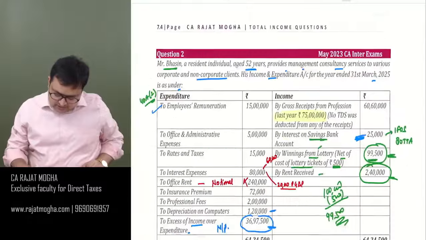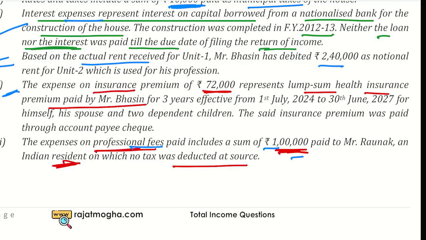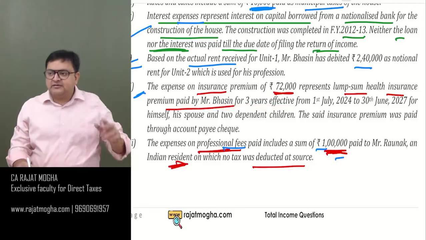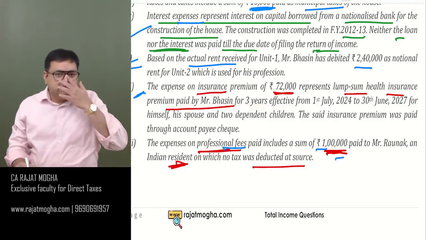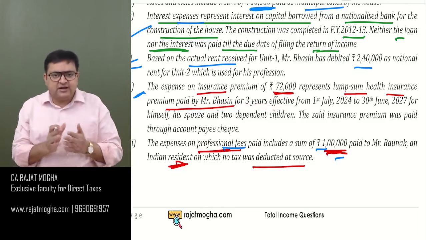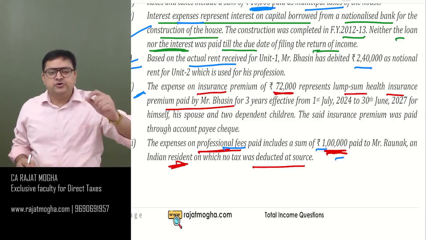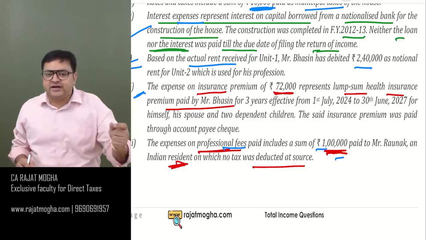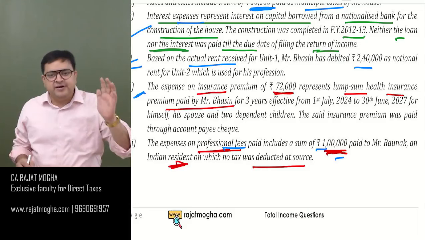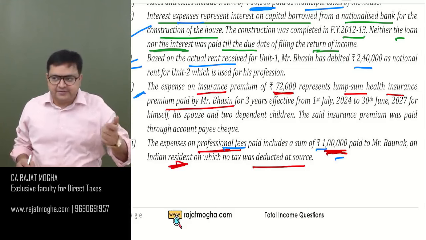Now, regarding health insurance premium, I think we have discussed it earlier also. Again, I'm discussing it with you. The expenses on insurance premium is 72,000, which represents lump sum health insurance premium paid by Basin for 3 years. Guys, I have told you about the 80D thing. When we pay it for more than 1 year, it is for 3 years we have paid. So we have to see for how much we will do it proportionately. And here, should you divide it by 3? No. You should see how many previous years are getting affected. You should divide it by the relevant previous years. Everybody remember this? You should divide by the number of previous years which are affected.